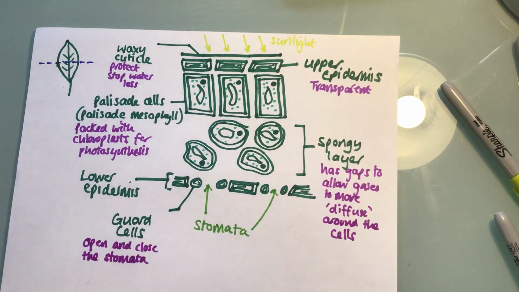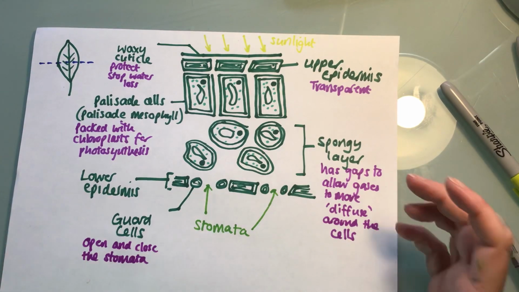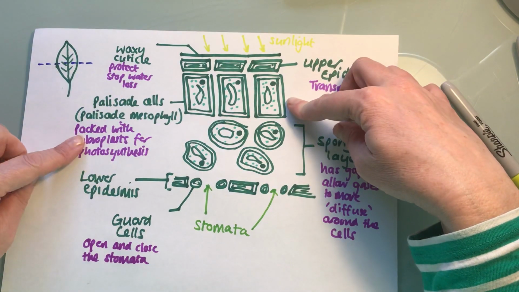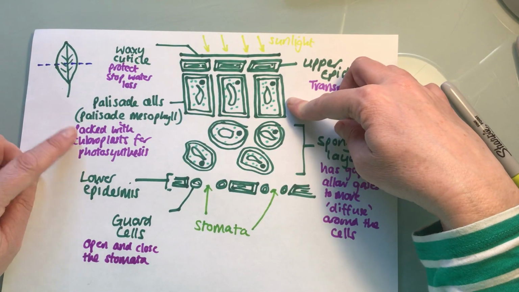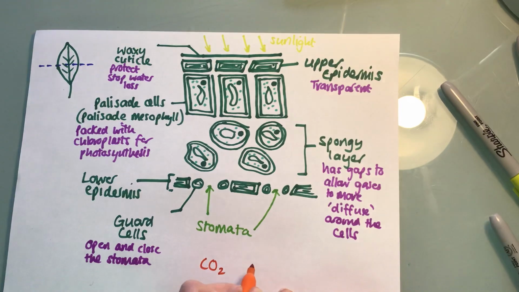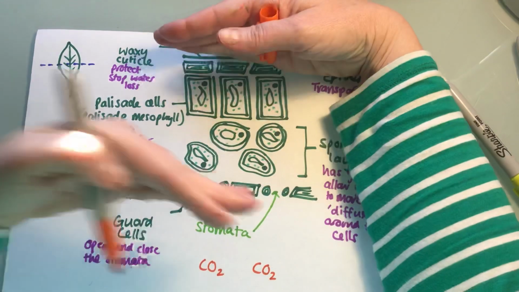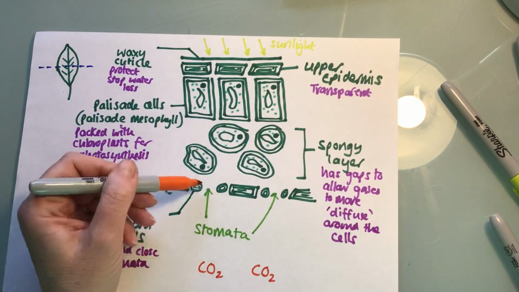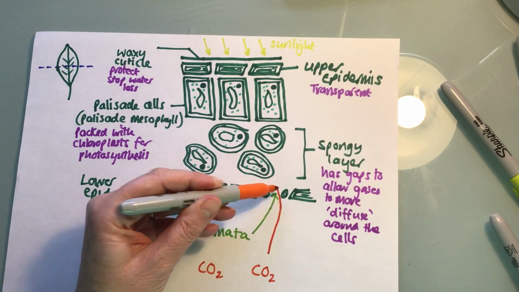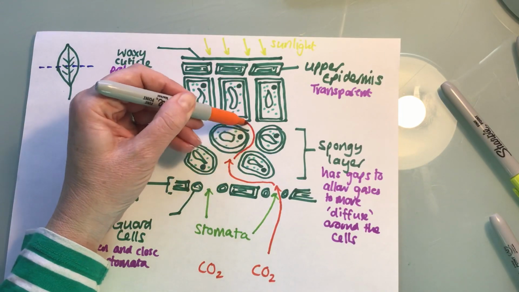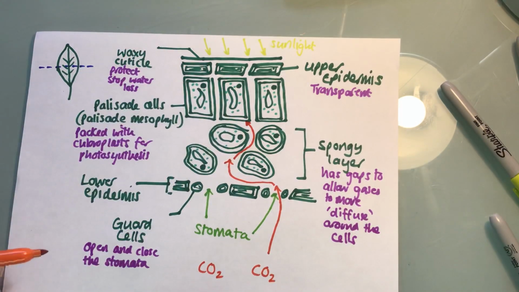Now, the last bit of the work I asked you to do was to think about how the carbon dioxide gets to the cells. Now, these are the cells that need the carbon dioxide, because these are the cells that are going to react it with water to make glucose and oxygen. So if I've got carbon dioxide out here, outside of the leaf, this is the top of the leaf and this is the bottom of the leaf, that carbon dioxide, when the guard cells open the stomata, can come in here. It can then move around all these lovely gaps and it can make its way into the palisade cells.